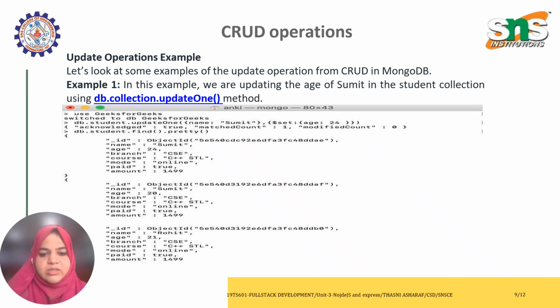So update is used to update or modify the existing documents in the collection. Here we are using updateOne. We are going to update the name of the student and set the age as 24, which is already existing.